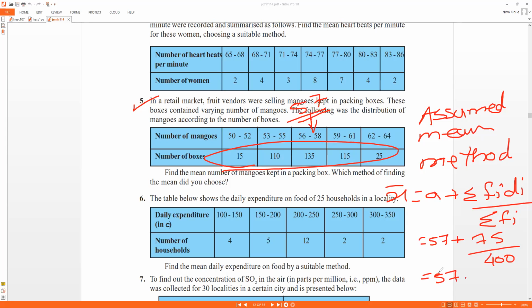You can write the answer up to 2 decimal places. So 57.19 1875, even if you write 57.19 it is fine. But what is the unit? What is 57.19? Mean is 57.19, but what is it? Number of mangoes per box. Yes, sir. Number of mangoes, correct.